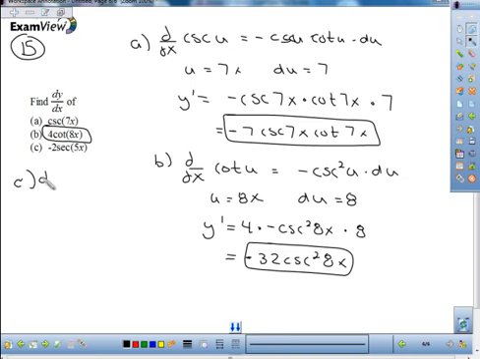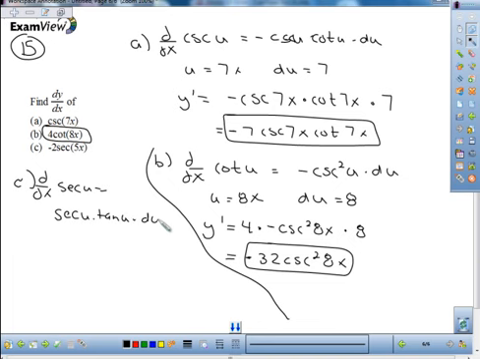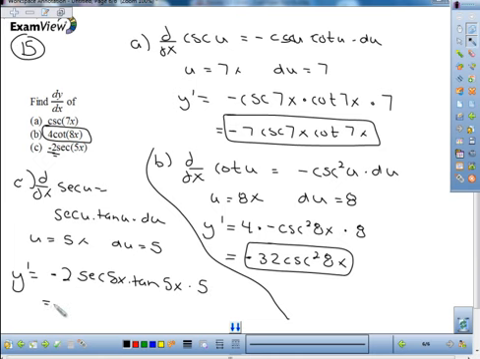Okay. And the derivative of secant u is going to be secant of u times tangent of u times the derivative of u. So u is 5x, the derivative of u is 5. So since 2 is a constant, I'm not going to use the product rule. I can just bring it down. So I'm going to have secant of 5x times tangent of 5x times 5, or 10 secant of 5x tangent of 5x.